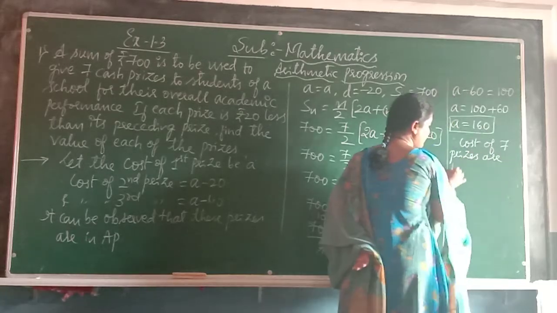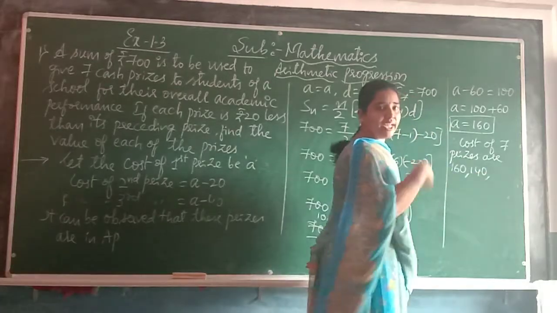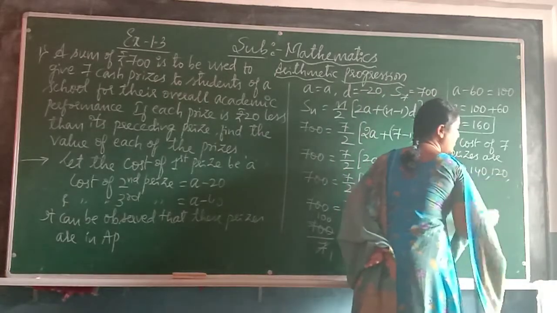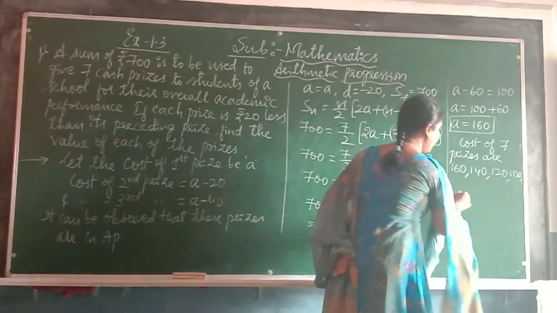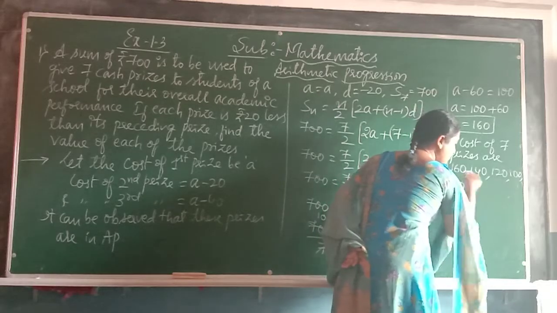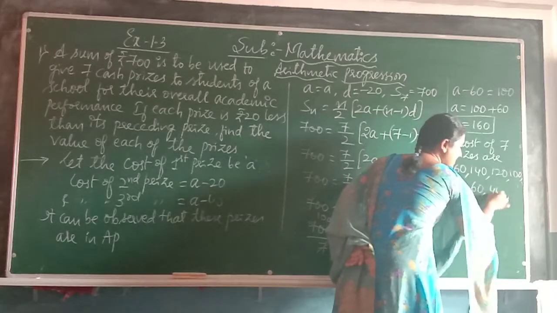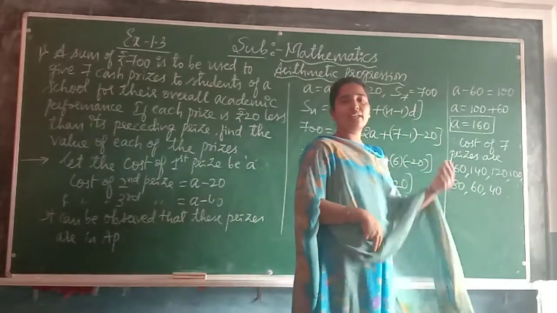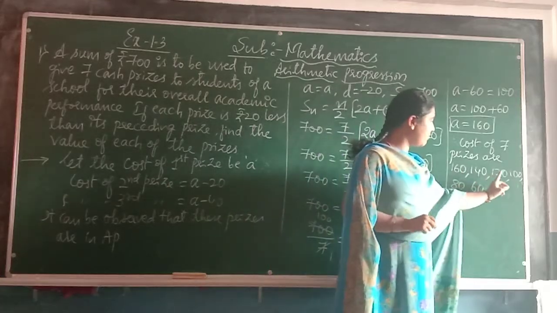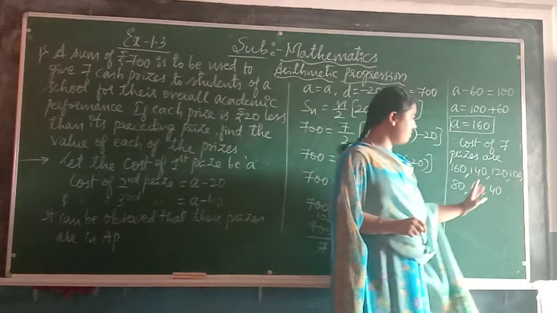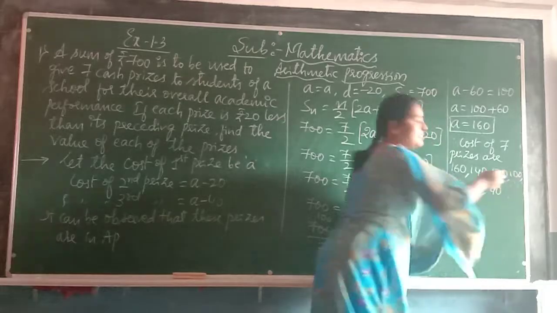Therefore, the cost of the 7 prizes are: the first prize will be 160, 20 rupees less than this is 140, again 20 rupees less is 120, again 20 rupees less is 100, again 20 less means 80, again 20 rupees less is 60, again 20 rupees less is 40. Therefore, the cost of the 7 prizes will be 160, 140, 120, 100, 80, 60 and 40 rupees.